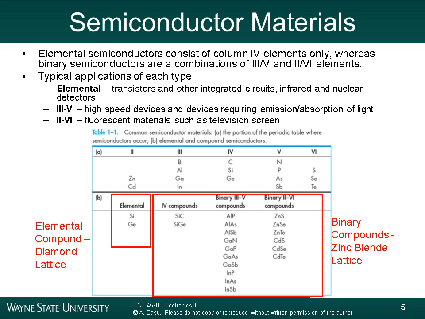So let's see. If we pick a column 3 element, let's pick a common one. Gallium arsenide is a very common 3-5 compound. So we have gallium here. Gallium is a column 3 element, so gallium has 3 electrons in its outer shell. And then arsenic has 5 electrons in its outer shell. Okay. And we'll talk about what the lattice structure looks like. But in gallium arsenide, every arsenic atom is surrounded by 3 gallium atoms, and then each gallium atom is surrounded by arsenic atoms. It's an alternating lattice.